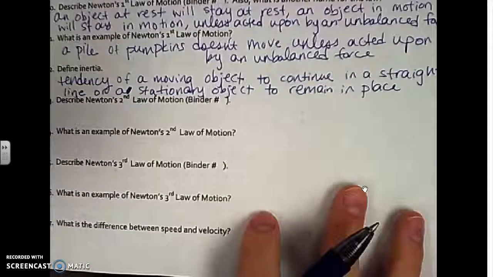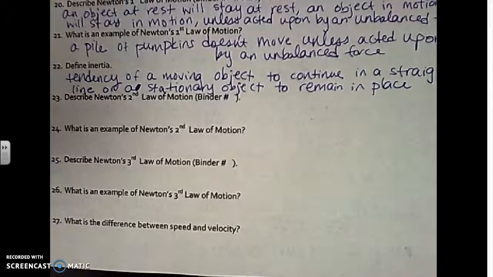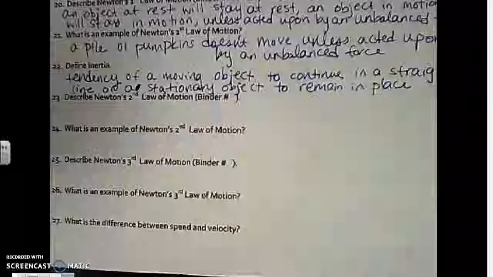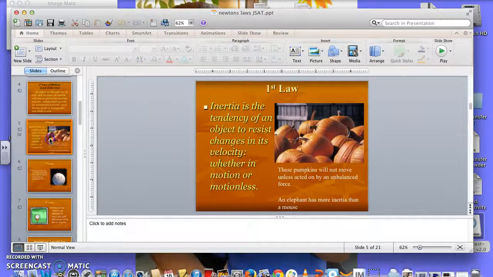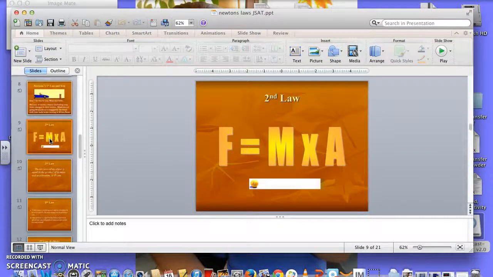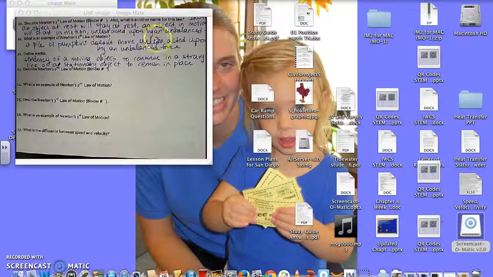All right, so we are on number 23 now. It says describe Newton's second law of motion. So for Newton's second law of motion, we go down here to our PowerPoint, and it is basically just a formula. Force equals mass times acceleration. The net force of an object is equal to the product of its mass and its acceleration. Bottom line is force equals mass times acceleration. When I ask you about Newton's second law of motion, that's what I want to pop into your brain.